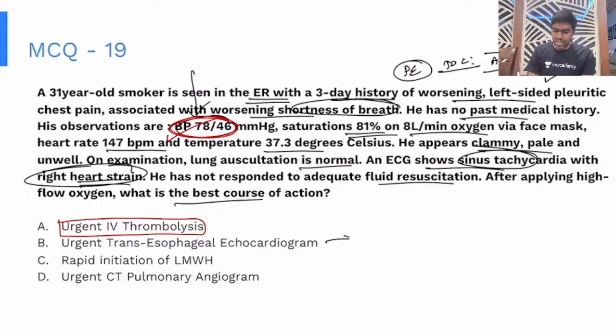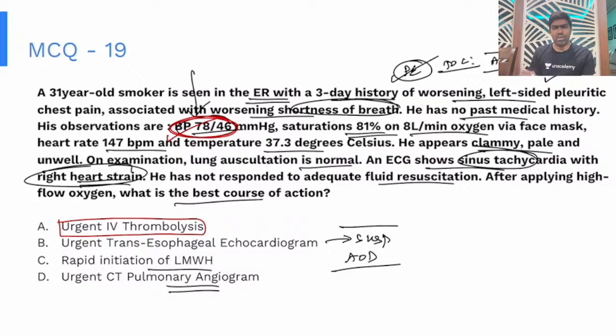Remember, urgent transesophageal echocardiogram can be done if you are suspecting aortic dissection. So maybe if the patient with aortic dissection is in shock, you can perform a transesophageal echo urgently, that's fine. Rapid initiation of LMWH is also a treatment, very important in pulmonary embolism, but that can be done if the patient is not having hypotension. If the patient is not having hypotension, then that could be the best course of action. But here the patient is hypotensive, in shock. So IV thrombolysis will be the first choice.